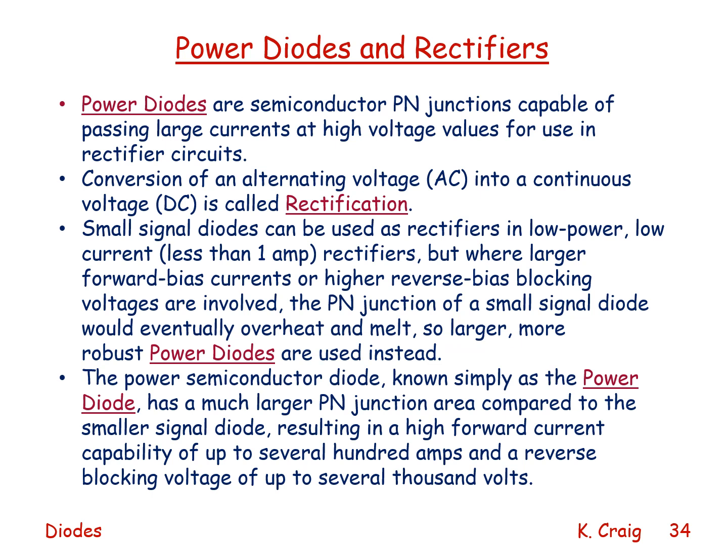But where larger forward bias currents or higher reverse bias blocking voltages are involved, the PN junction of a small signal diode would eventually overheat and melt, so larger, more robust power diodes are used instead. The power semiconductor diode, known simply as the power diode, has a much larger PN junction area compared to the smaller signal diode, resulting in a high forward current capability of up to several hundred amps and a reverse blocking voltage of up to several thousand volts.